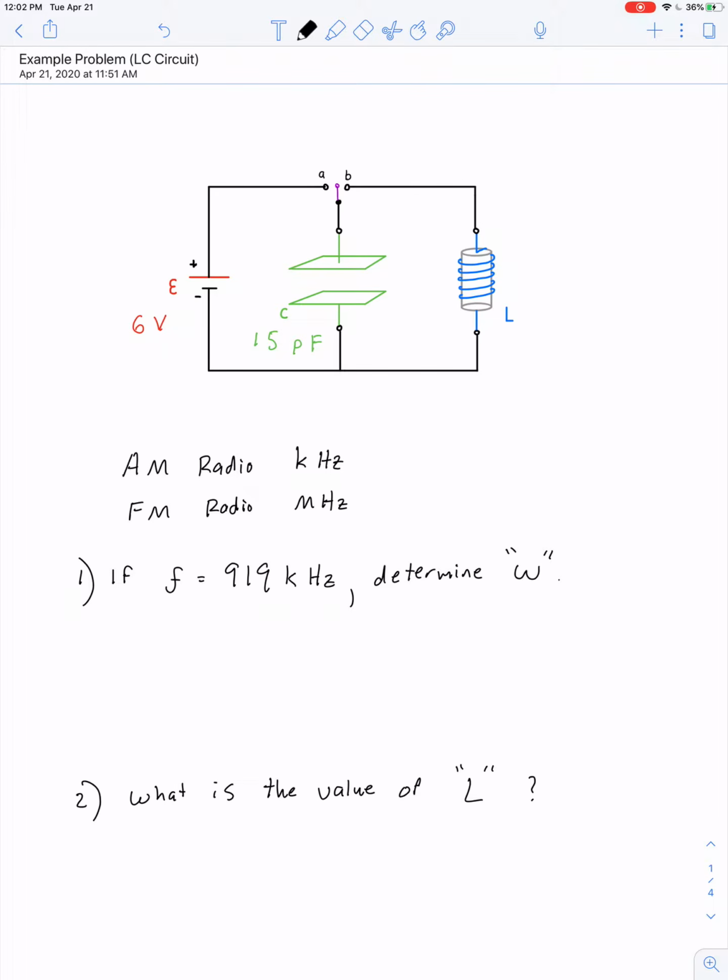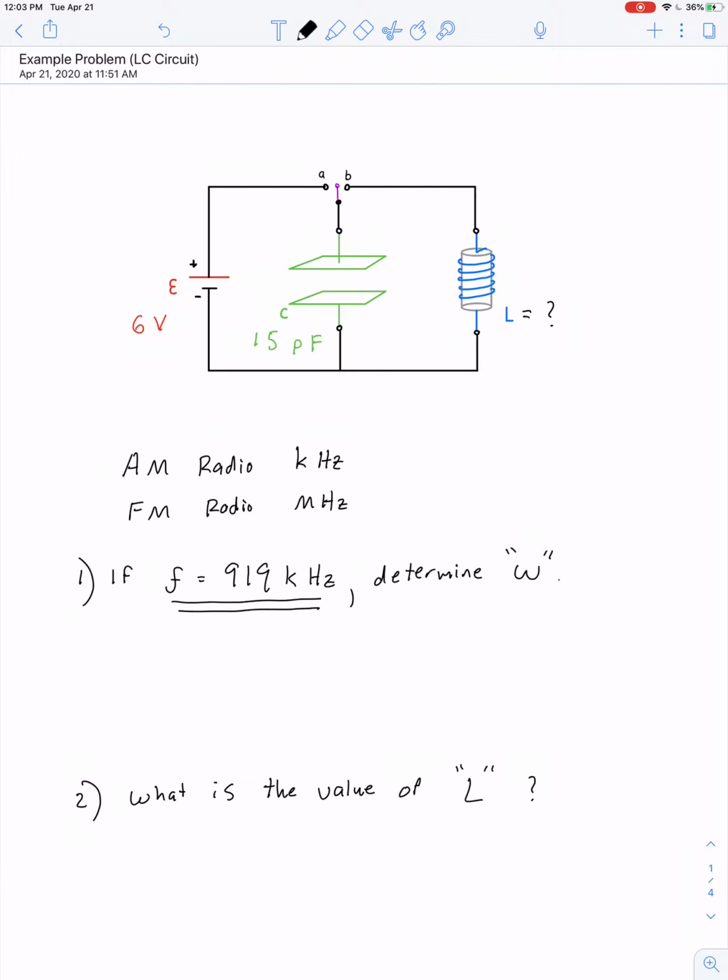So far, we've gone through a lot of conceptual description of the LC oscillator circuit, and we've derived a lot of equations in principle, but we haven't done any particular numerical example problems. So here's one. The LC oscillator circuit is made of a 6-volt battery, a 15 picofarad capacitor, and an unknown value of inductance. However, we're told that the frequency at which this circuit oscillates is 919 kilohertz.